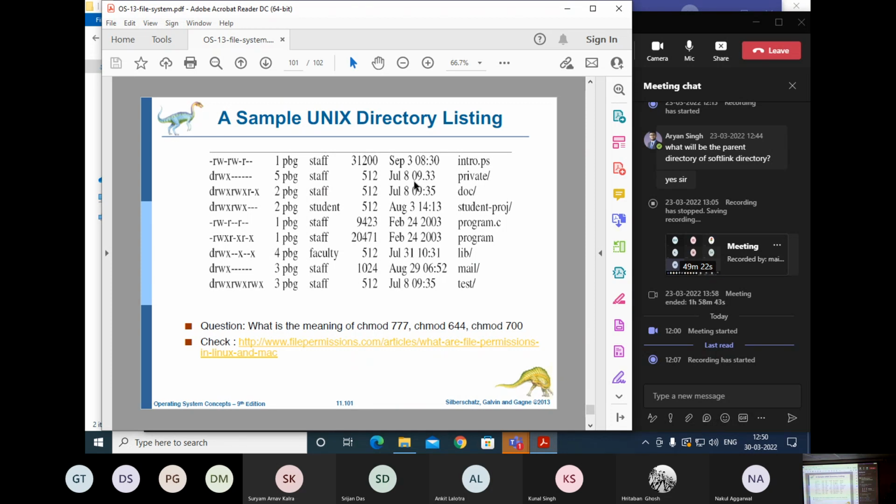What does a permission like 644 mean? Check this out, there is a link here already, the most common file permissions. It's extremely useful for giving control to your files.